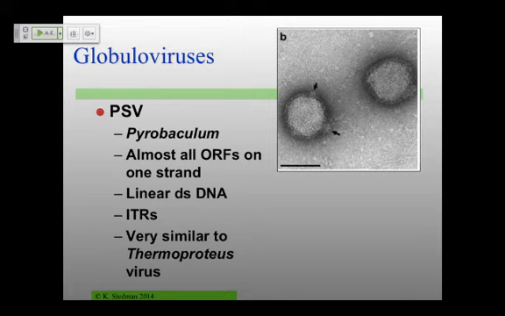We just know about the genome, what it looks like, linear double-stranded DNA, ITRs, and then it turns out there are quite a few of these viruses also these kind of pleomorphic shapes. There's a thermoproteus virus and this pyrobaculum virus as well. Yeah? Is it known if the ITRs in this Globuloviruses and Lipothrixviruses, whatever you say that, does it make the frying pan structure?